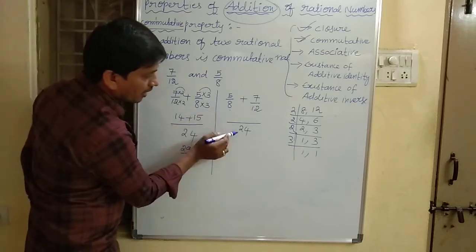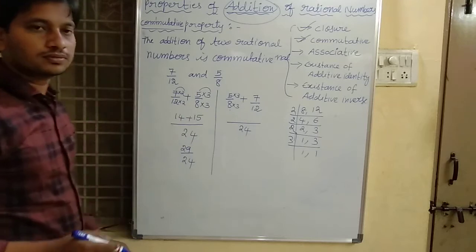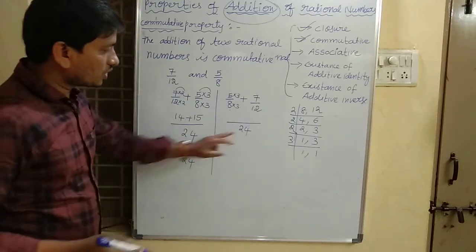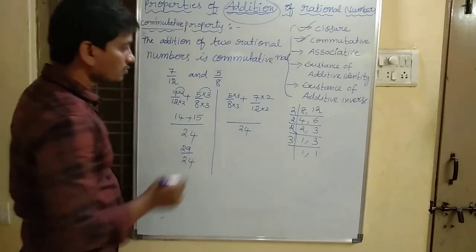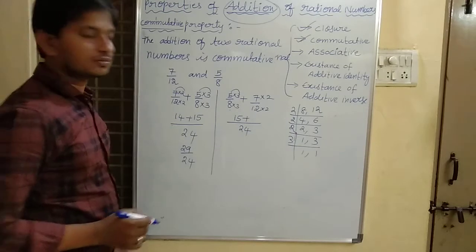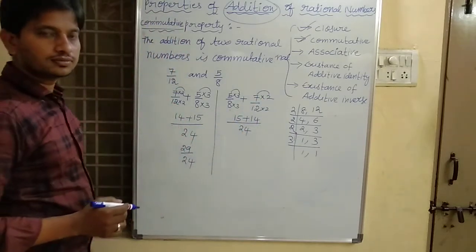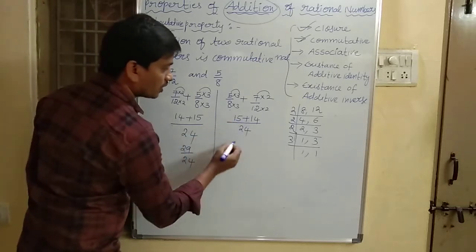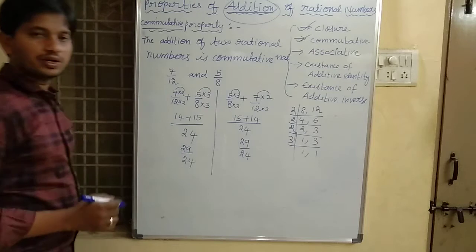Again, in the 8 table, 8 3s are 24, so multiply by 3 and 3. 12 2s are 24, so multiply by 2 and 2. 5 into 3, 5 3s are 15, plus 7 into 2, 7 2s are 14. What is 15 plus 14? 15 plus 14 is equal to 29 by 24.